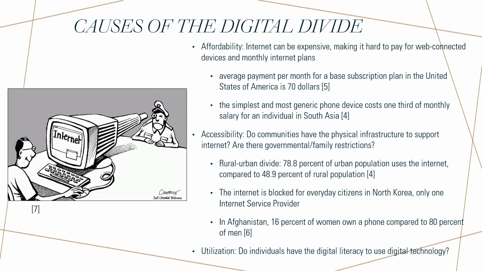Another cause for the digital divide is accessibility, like whether communities have the equipment required to enable internet connectivity. Internet connections need physical infrastructure, such as fiber optic cables. Rural areas have expansive lands and low household density, making the cost for laying down these cables per capita to be much higher than urban areas. This explains the rural-urban divide, where 78.8% of the urban population uses the internet compared to 48.9% of the rural population. An additional reason to add to accessibility is governmental restrictions.